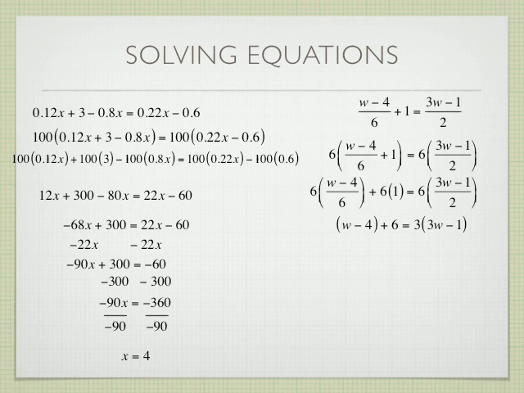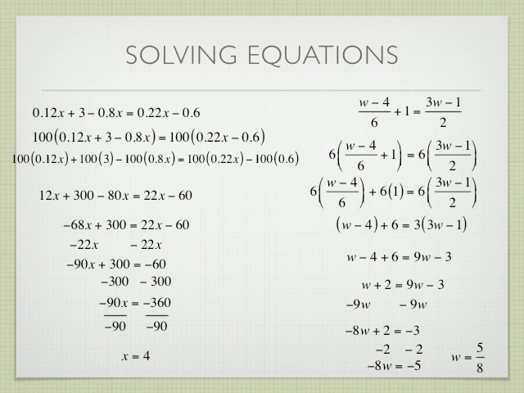Okay, next I want to clear my parentheses. The first set of parentheses, that w minus 4, I can just drop those. They're no longer needed. But on the next, I need to distribute that 3 all the way through. So I have w minus 4 plus 6 equals 9w minus 3. Combining like terms gives me w plus 2 equals 9w minus 3. I want all my variables on one side, so I'm going to subtract 9w from both sides. I get minus 8w plus 2 equals minus 3. Subtract 2 and then divide by negative 8, and I have w equals 5/8.